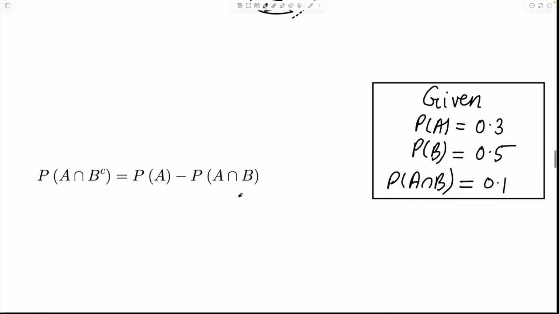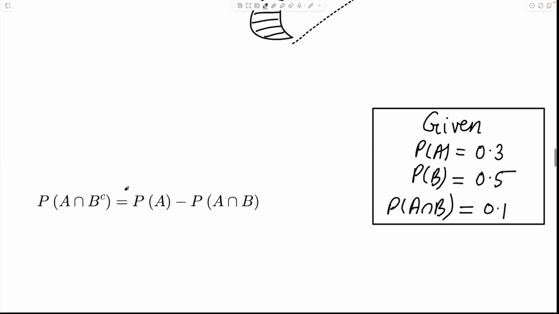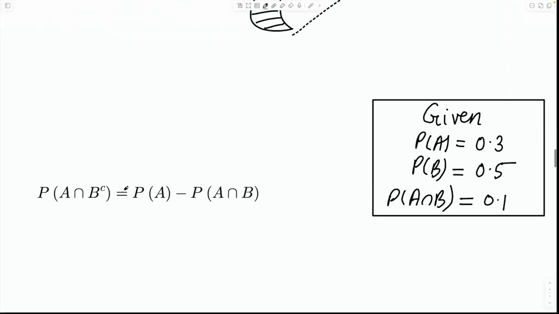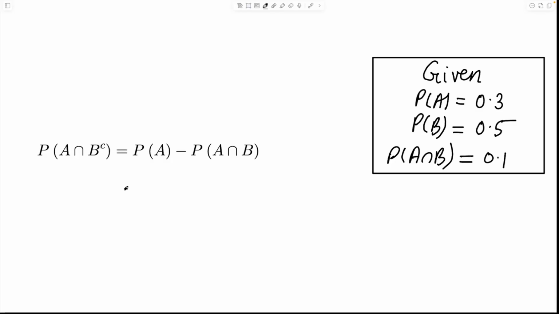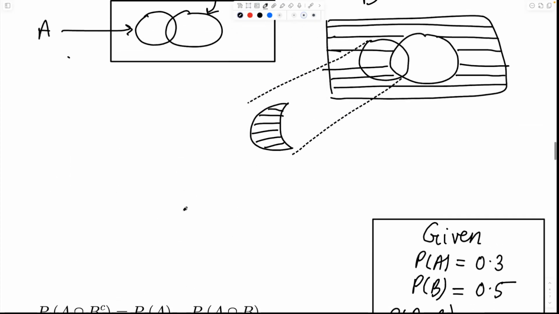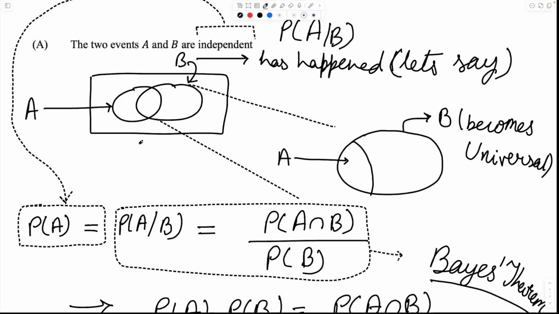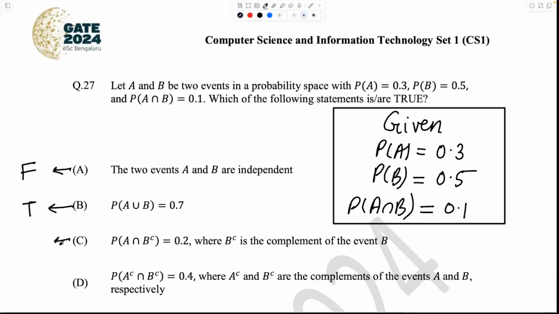Now, once I have the formula, I can directly apply the values and check whether P of A intersection B complement is actually valid and has the value 0.2. So let's do that. We have P of A given as 0.3 minus P of A intersection B given as 0.1, which is going to give you 0.2. And that is exactly the value which is given to us right over here. So this particular option is actually true. We know that the truth value of this option is true.